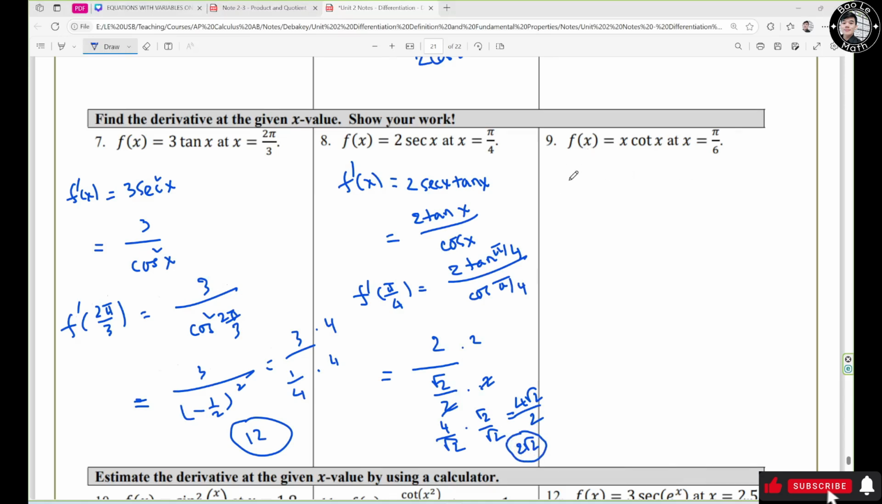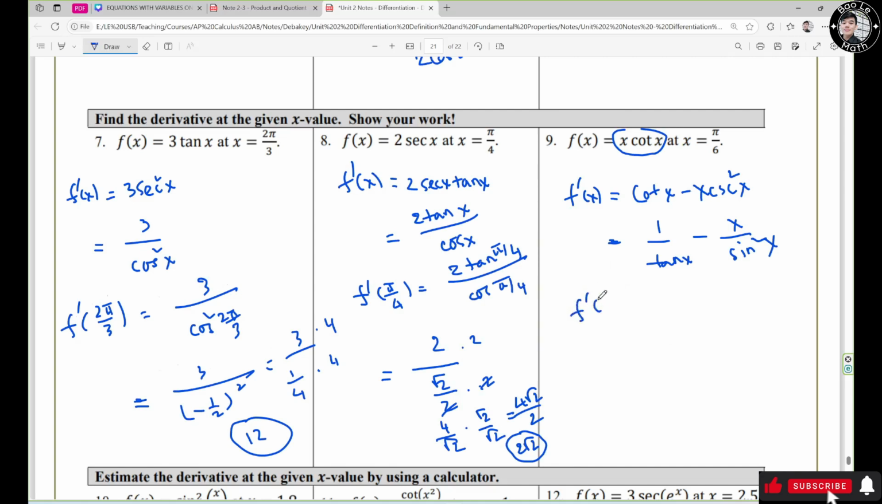Now question 9. F prime of s, we're going to use the product rule, right? So the derivative of s equals 1, so cotangent s, plus s times the derivative of cotangent s, which is negative cosecant squared of s, right? So I have negative s times cosecant squared of s, right? Now I need to convert cotangent s to tangent s, right? So it will be 1 over tangent s, right? Now minus, cosecant squared of s is 1 over sine squared of s, right? So it will be s over sine squared of s, right?